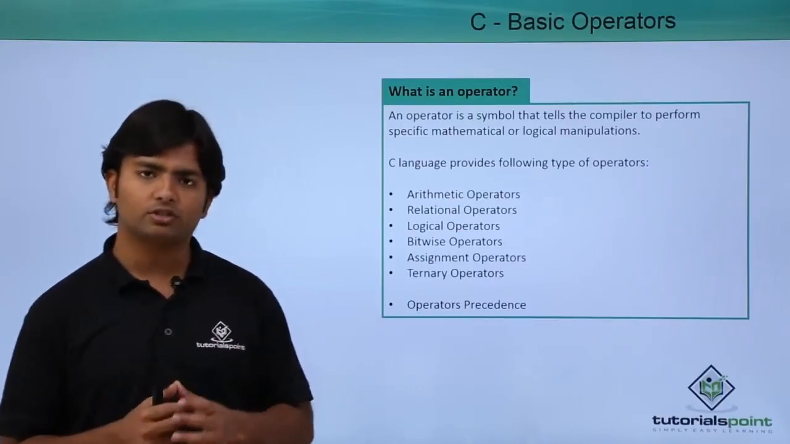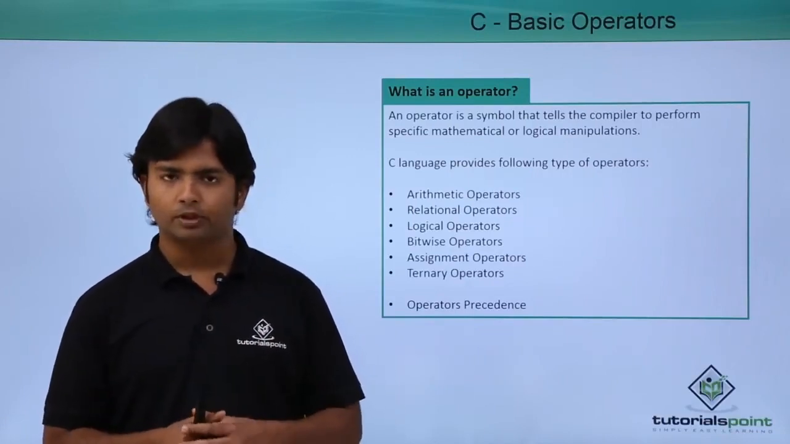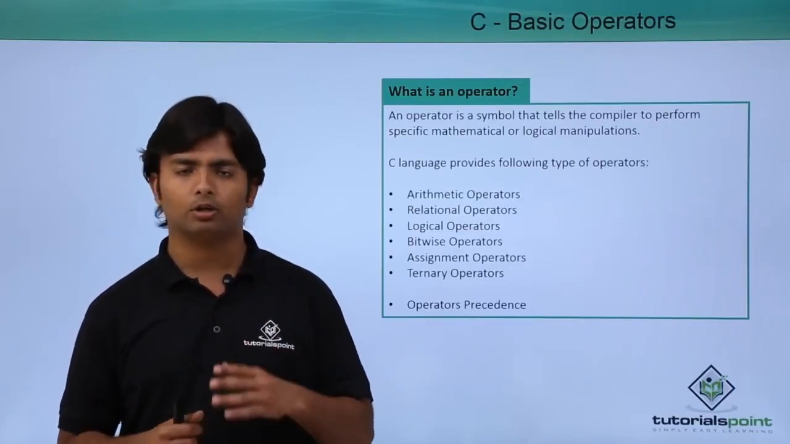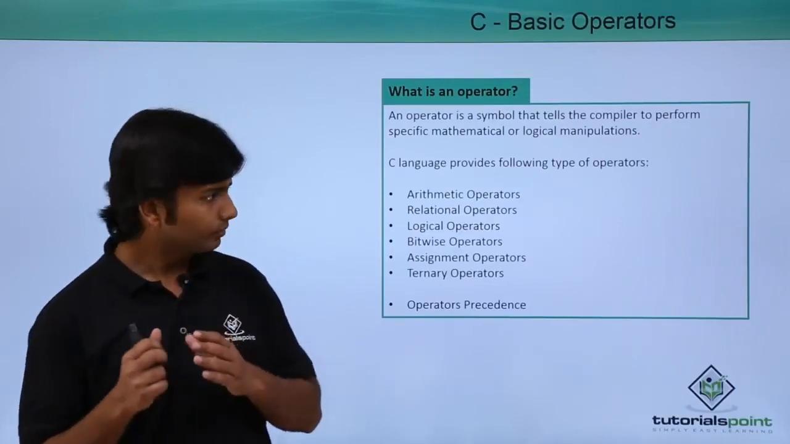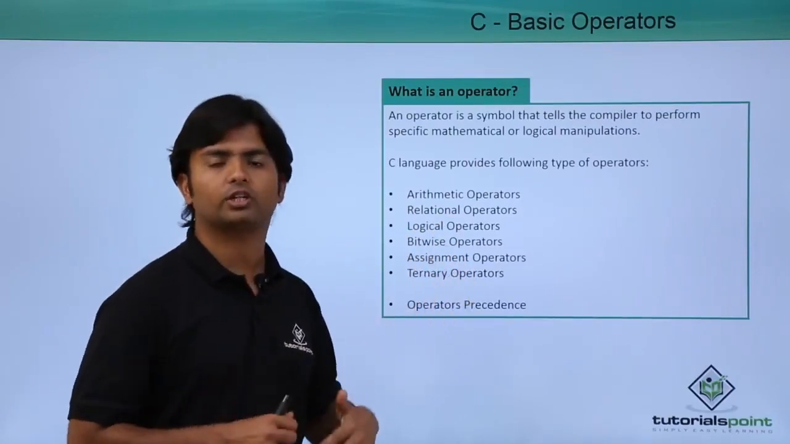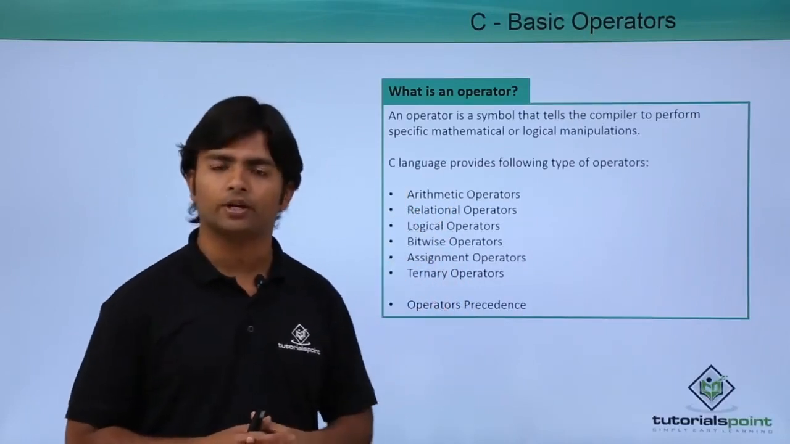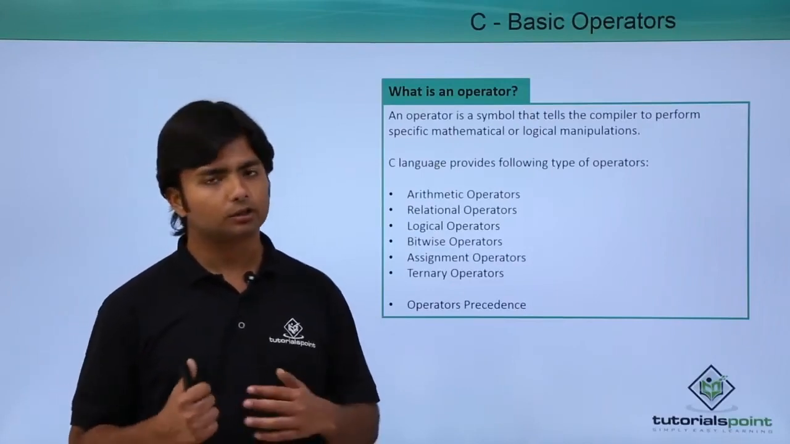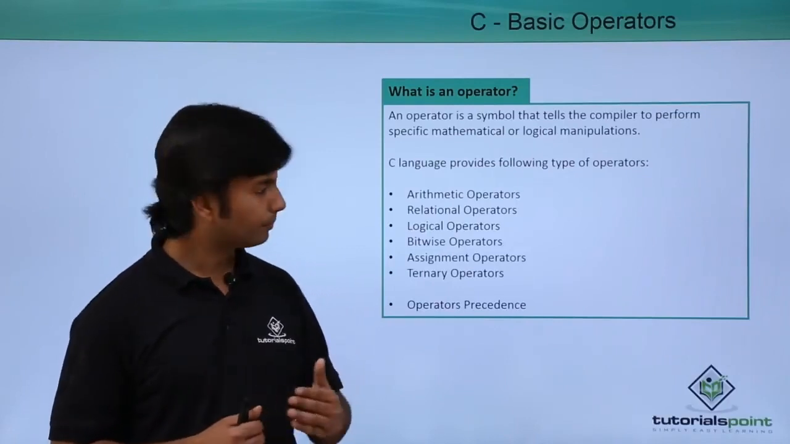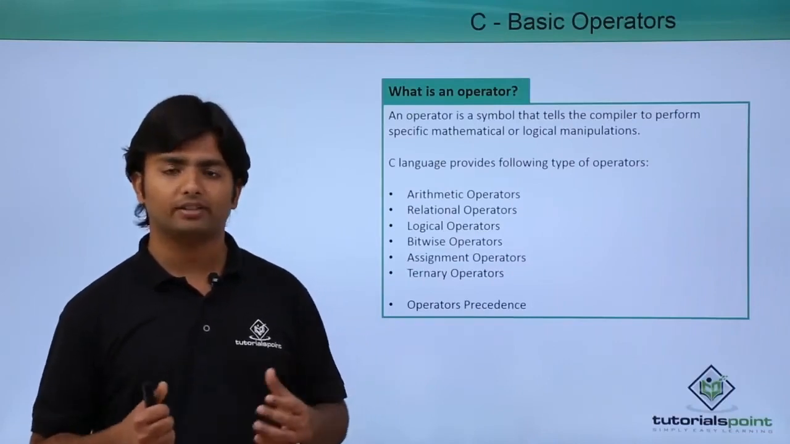Once the summation is done, you try to assign the value to some other variable. So that variable again behaves as an operand, and the equals-to operator will be the operator. Now here you can see the different kinds of operators which are used for different purposes. The first one is the arithmetic operator, which is used for any arithmetic operation like plus, minus, multiplication, division.